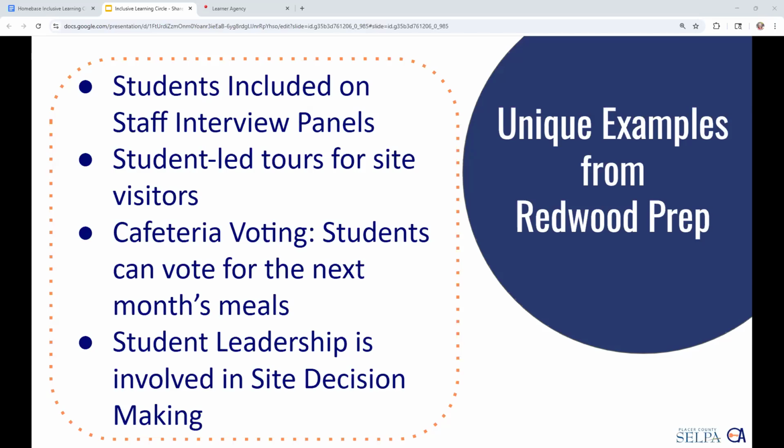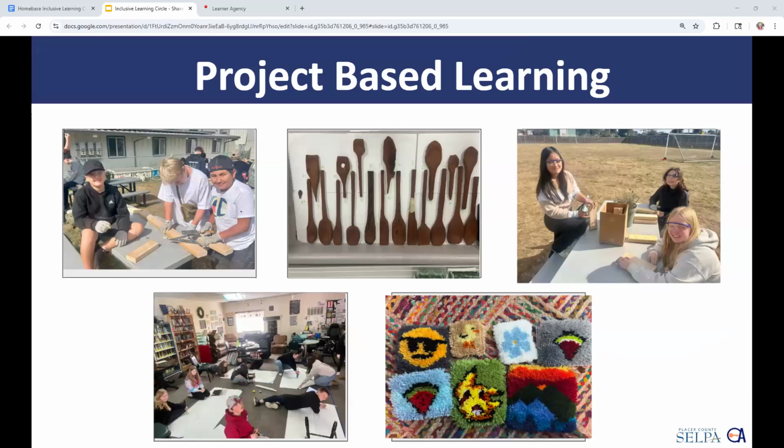They have cafeteria voting, and so the person who runs the cafeteria allows students to vote on any favorites they would like to see. When Marcy and I were there together, I think it was ramen day. I'm trying to remember, but I think the students had voted on ramen, and everyone was very excited about that. It was like a new feature in the cafeteria. I love it. And then their student leadership is actually involved in site decision making, and there's an org chart that I will share in a minute.